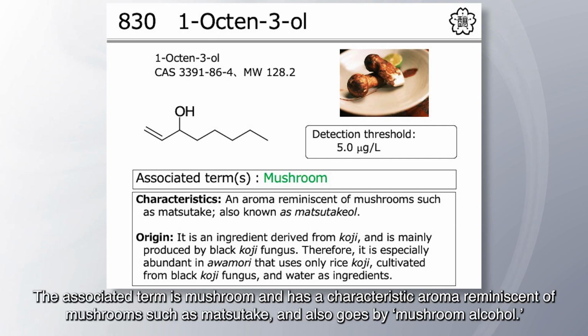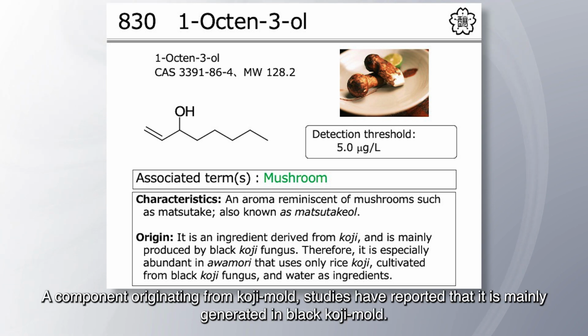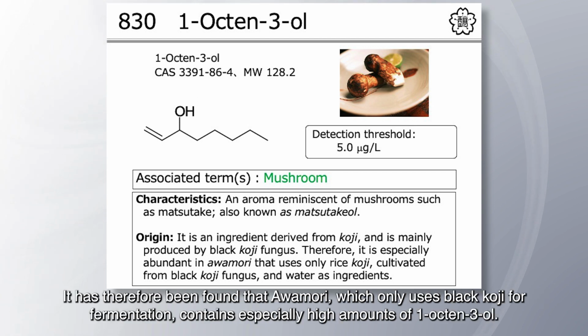The associated term is mushroom, and it has a characteristic aroma reminiscent of mushrooms such as matsutake and also goes by mushroom alcohol. A component originating from koji mold, studies have reported that it is mainly generated in black koji mold. It has therefore been found that Awamori, which only uses black koji for fermentation, contains especially high amounts of 1-octen-3-ol.